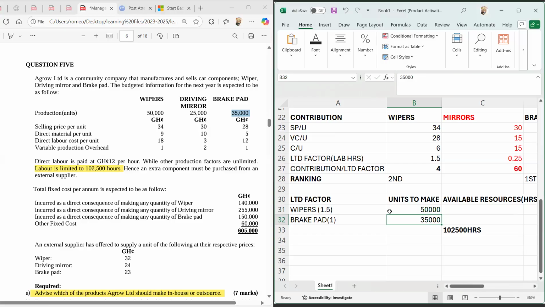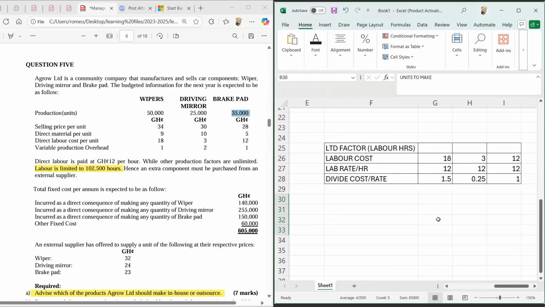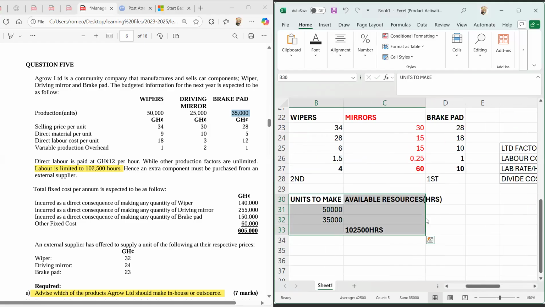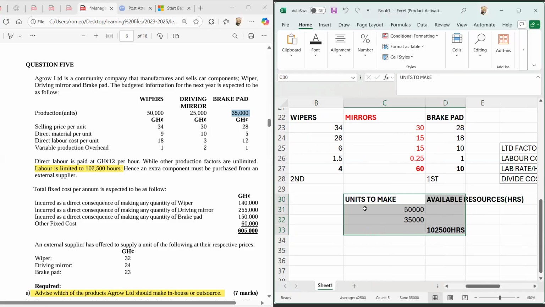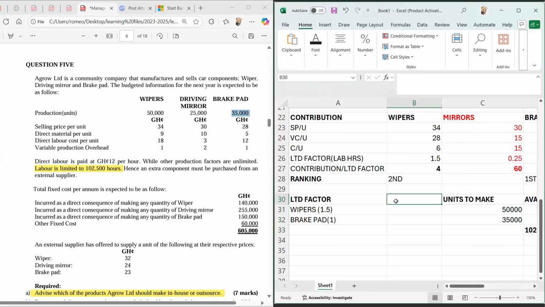So with this one, how many are we making? We are making... let me shift this thing to the left small. Insert, or maybe I should move it directly. Let me see. Come here. Okay.